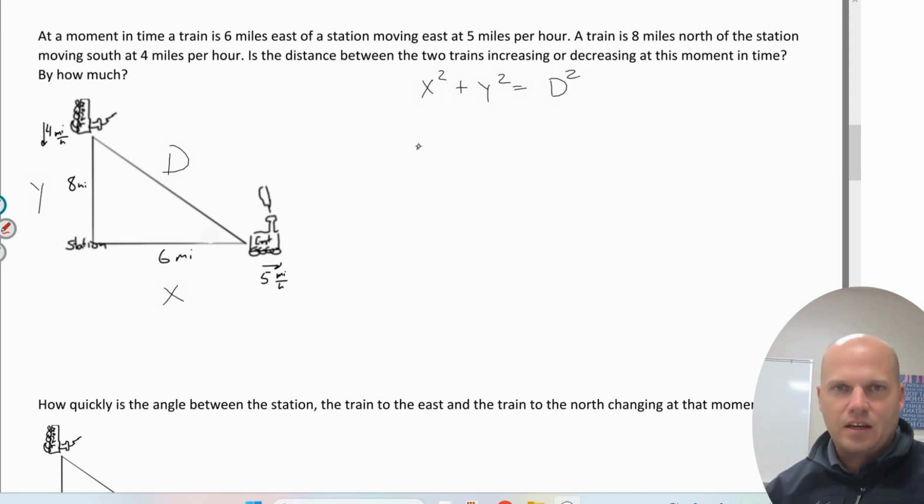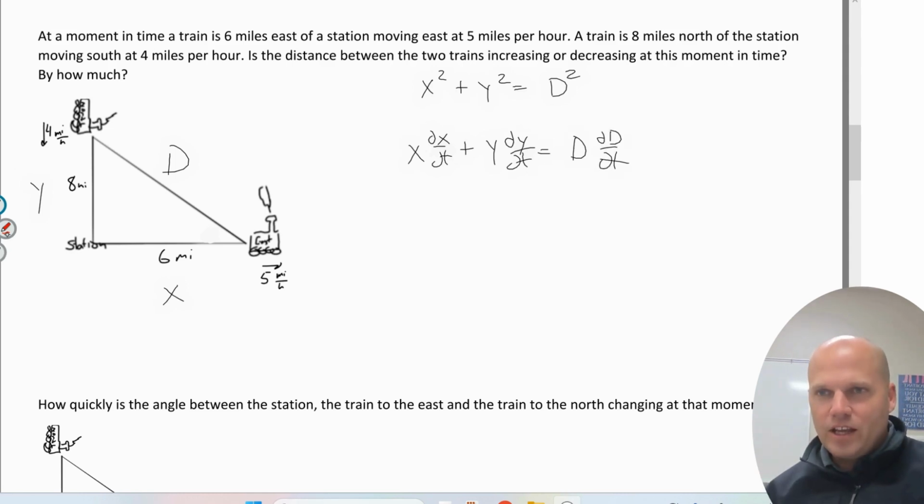So here's my Pythagorean theorem, and here's its change equation as time is progressing. We get x is 6. We get dx dt is 5. We get y is 8. But here's the key. dy dt is -4 because y is decreasing.